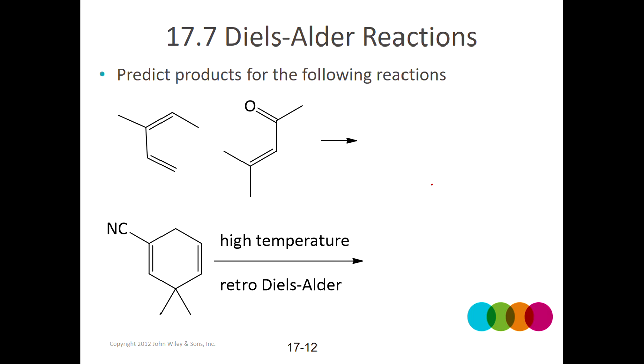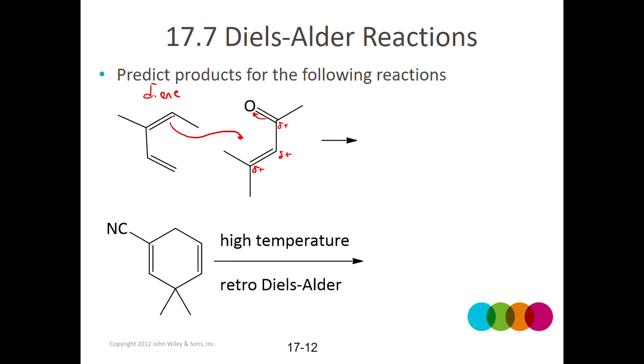All right, so let's just see if we can predict some products here, and then we'll talk about the stereochemistry and the orbitals a little bit later. So here I've got a diene, and an alkene, a dienophile that's got an electron withdrawing group pulling electrons away, and that's going to attract these electrons and create some partial positives here. So that's going to help draw in this pair of electrons.